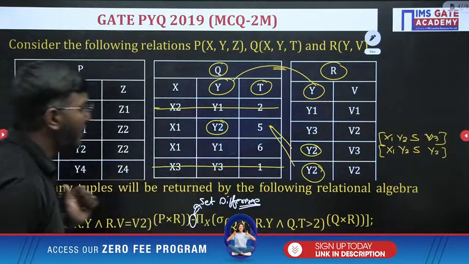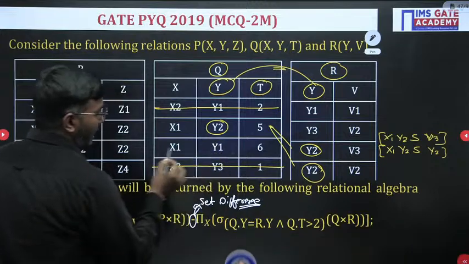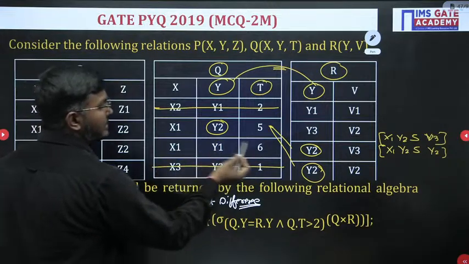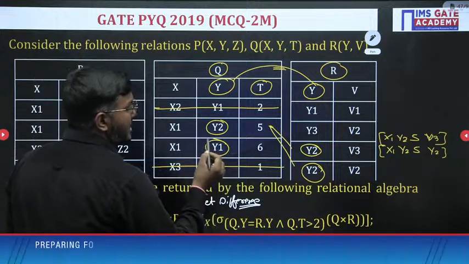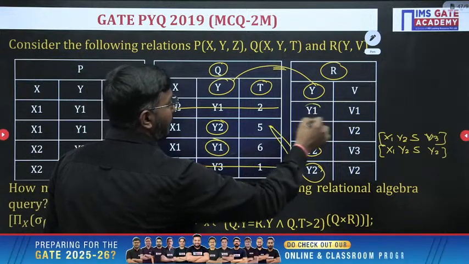Fine. Now tell me here. This record is x1, y1, 6, having the y value as y1. Now is it possible to join with the first record? Yes. Why? Because the y value is the same.